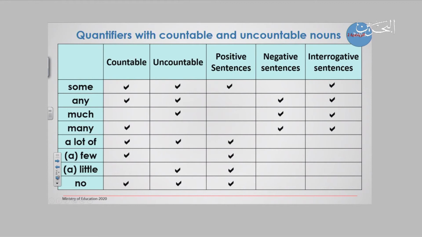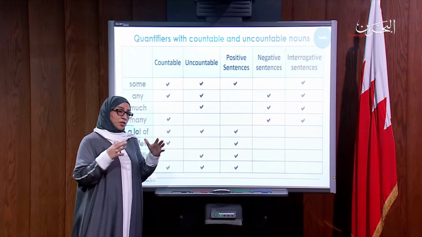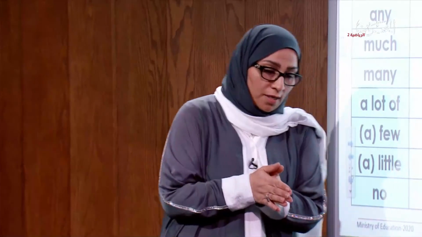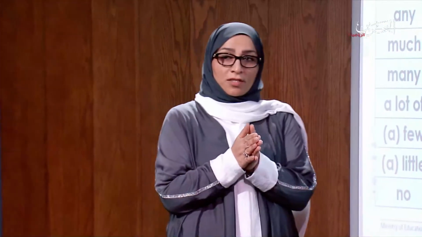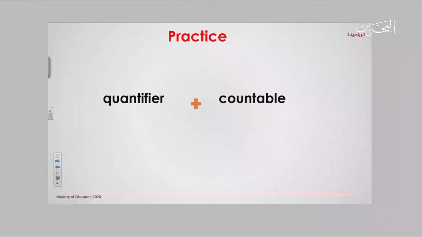And positive sentences. Now we will have more practice. Don't worry. We will have more practice using quantifiers with the countable and uncountable nouns. Let's start our practice. I want you now to think of using a quantifier word with a countable noun. I'll give you the example because this is the practice. We are going to do it together now.